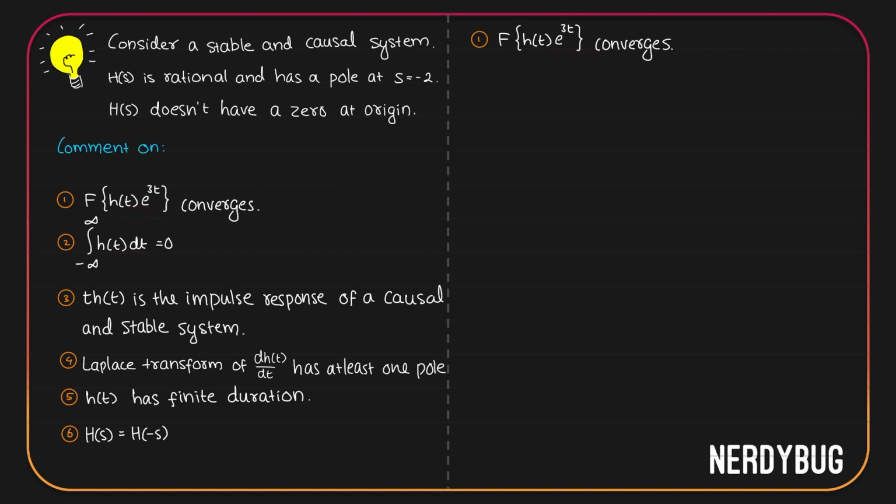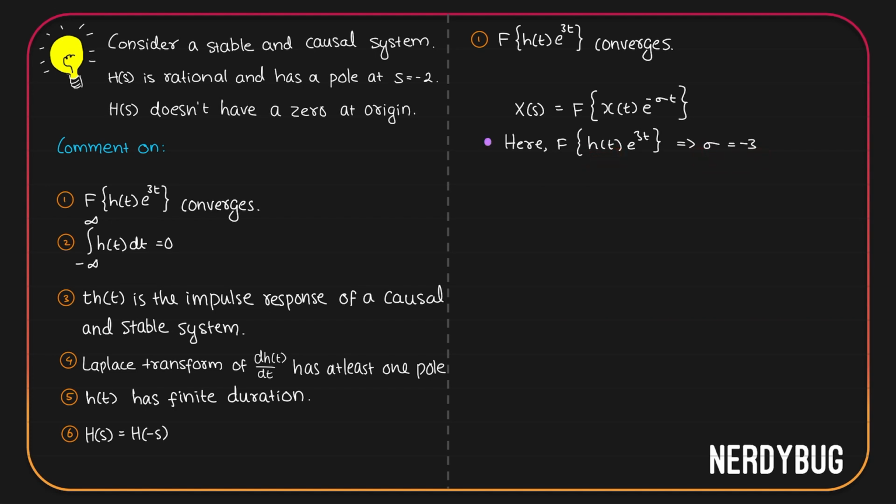Let us start with the first one. The first one says Fourier transform of h of t e raised to 3t converges. We know the Laplace transform of a function x of t, x of s, is the same as Fourier transform of the function x of t multiplied by e raised to minus sigma t. Comparing with that, here we have Fourier transform of h of t e raised to 3t. That means sigma is minus 3. Now, this will converge if and only if sigma equal to minus 3 is included in the ROC of h of t.